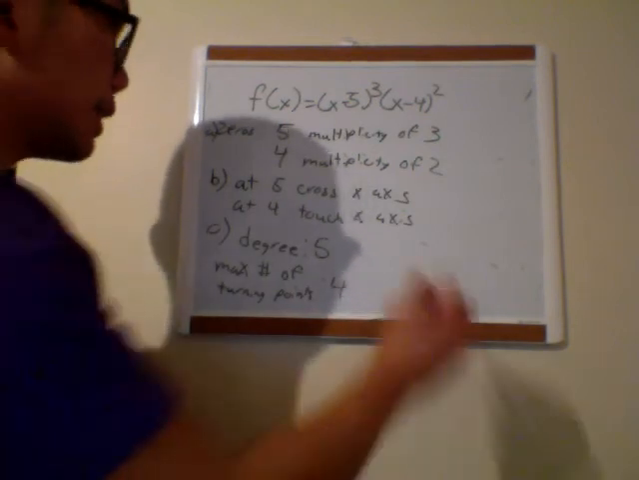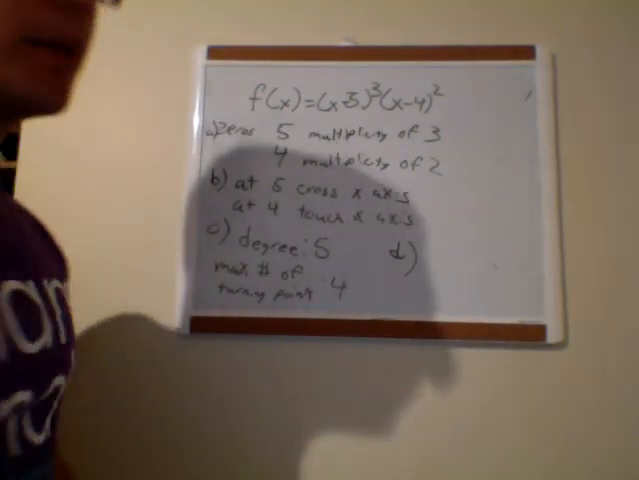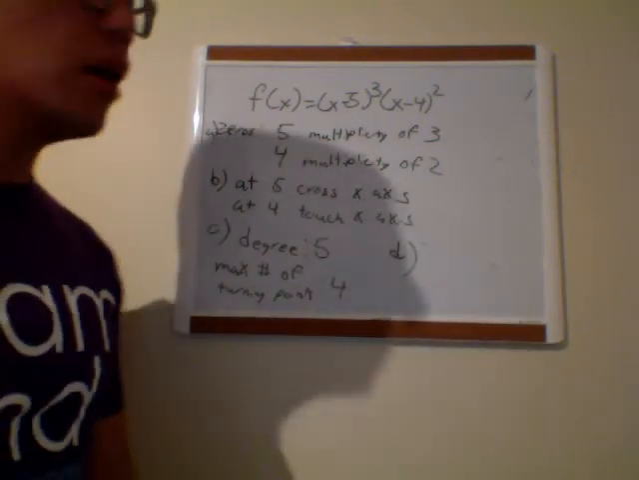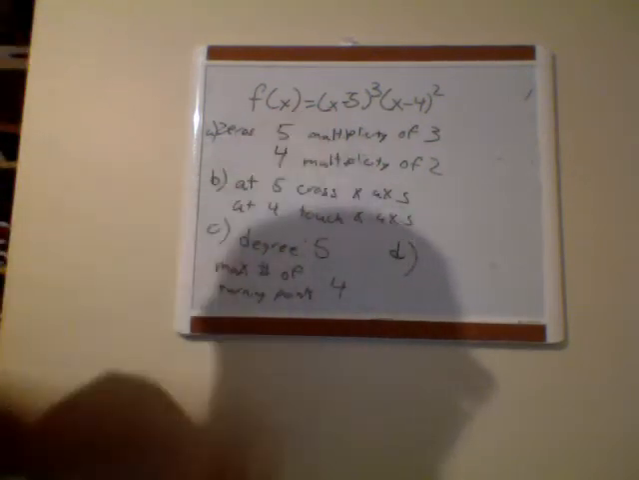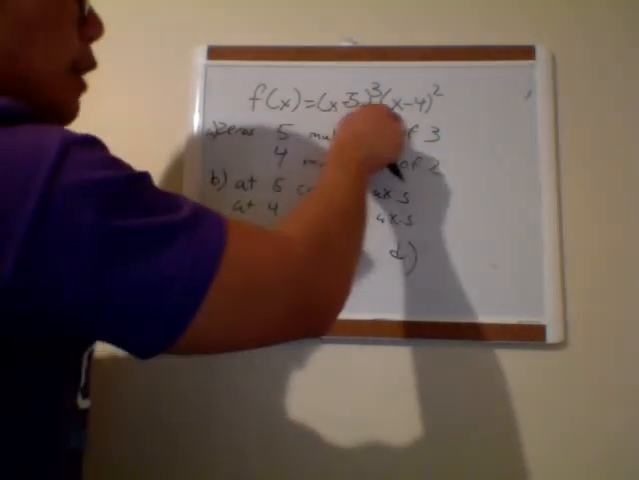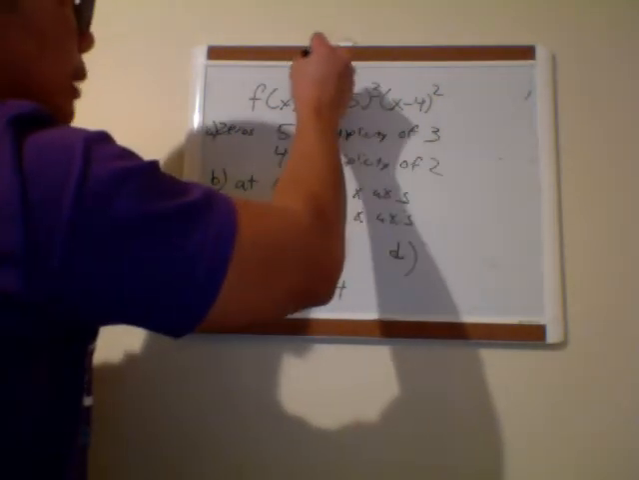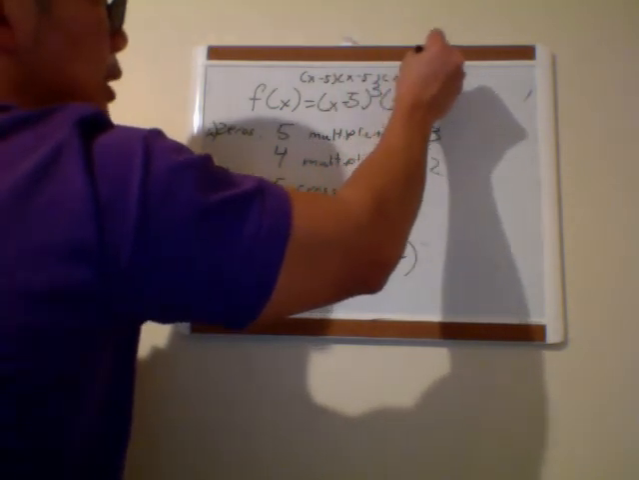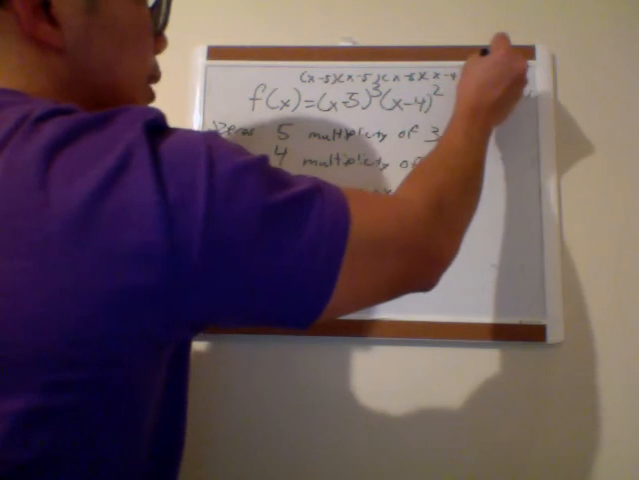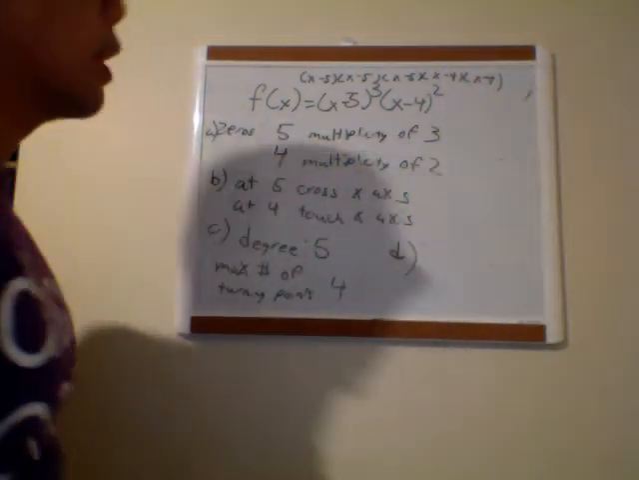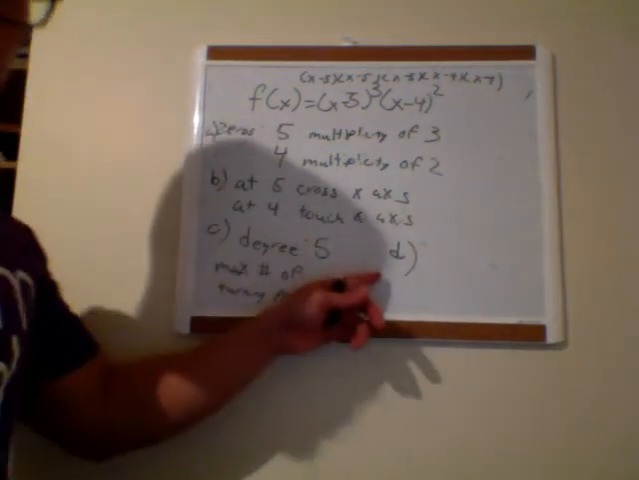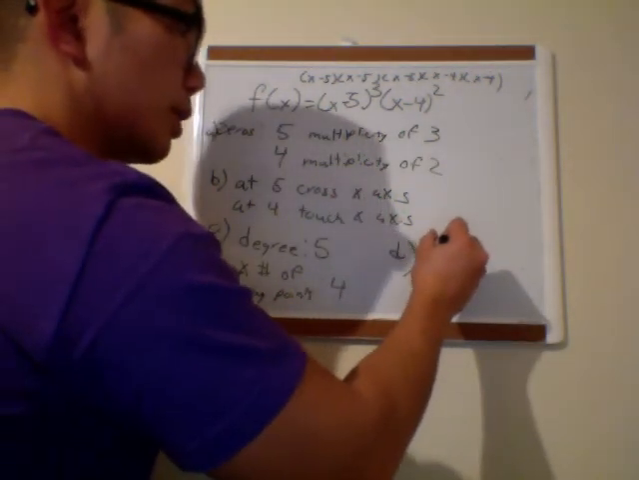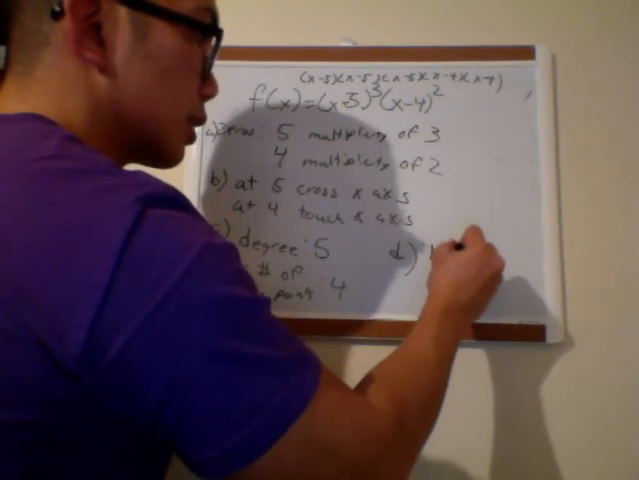And then letter D is asking for the end behavior. Remember, the end behavior is, what does this look like when I get really, really large values of x? Well, what I notice is (x - 5) to the third times (x - 4) squared is really (x - 5) times (x - 5) times (x - 5) times (x - 4) times (x - 4). Now, the end behavior will always be determined by the highest degree term.